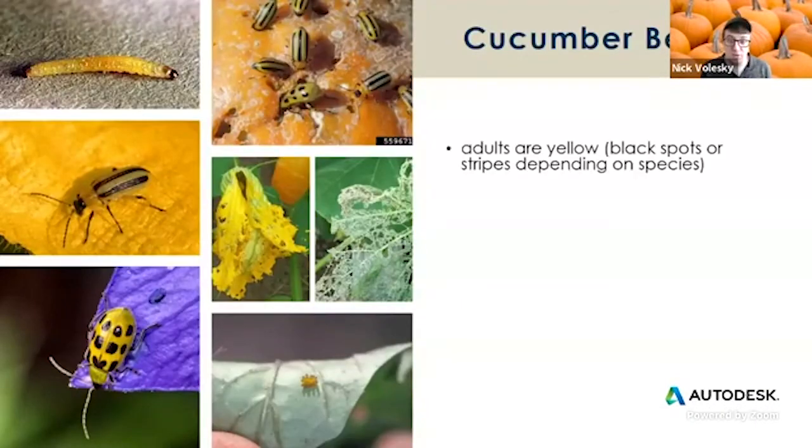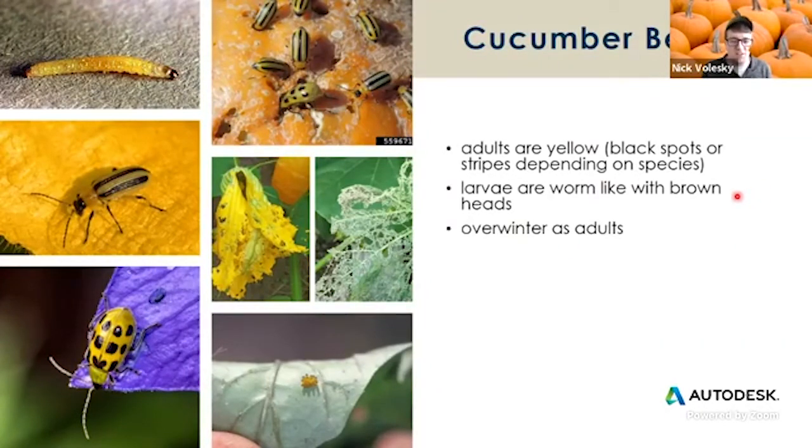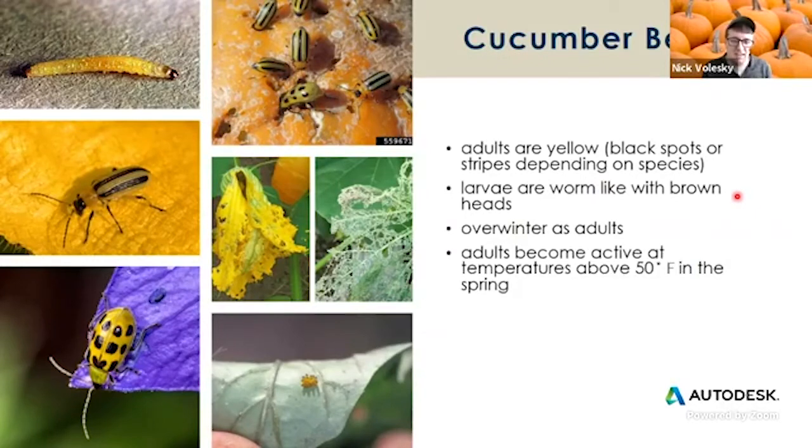So cucumber beetles. In Utah, we have the western striped cucumber beetle, and then we have the western spotted cucumber beetle. They're obviously yellow, then they have the black stripes or the black spots, depending on the species. The larvae look like little worms. They have a brown head, and they overwinter as adults. And they'll become active in the springtime once our temperatures hit about 50 degrees in the spring. So I know here in Utah, I think this week we should be getting close to the 50-degree weather. So we might be seeing a lot of these insect pests starting to emerge.